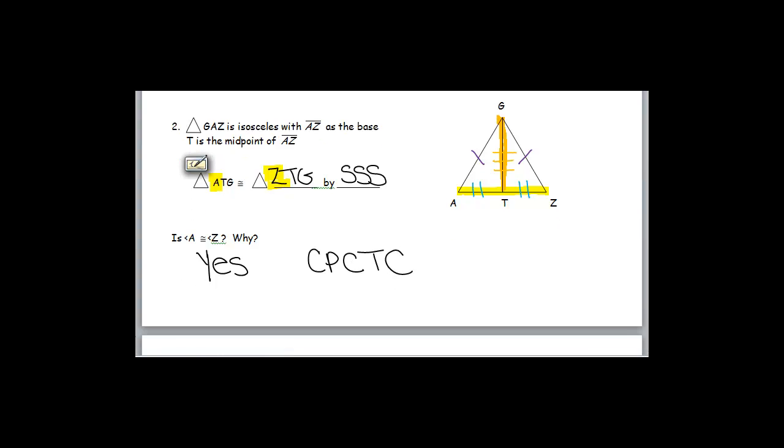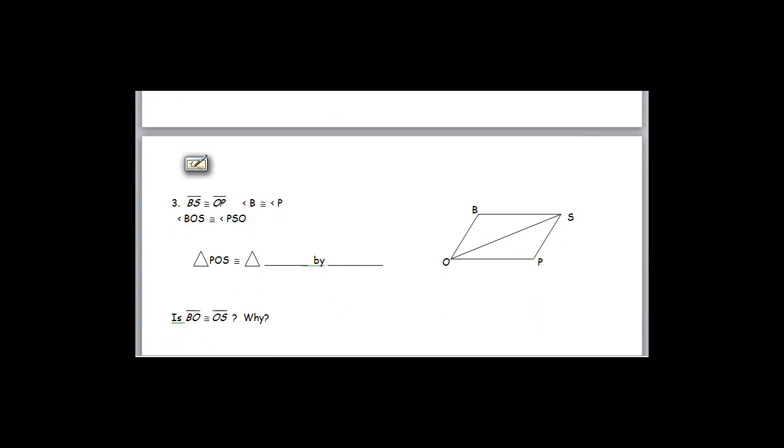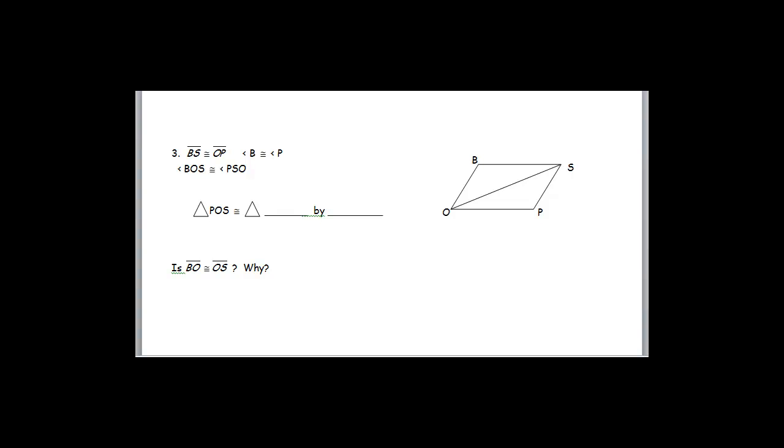So moving on to problem number 3. Looks like we have 3 sets of clues to go ahead and mark. So the first one says that segment BS is congruent to segment OP. Pretty basic. It looks like our second clue, angle B right here, is congruent to angle P right there. Again, a pretty basic clue.